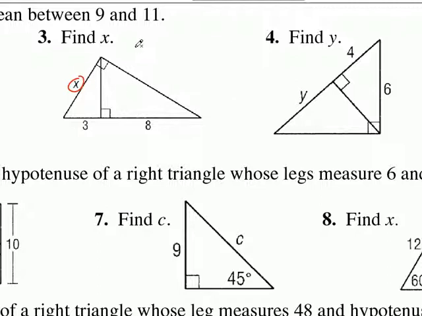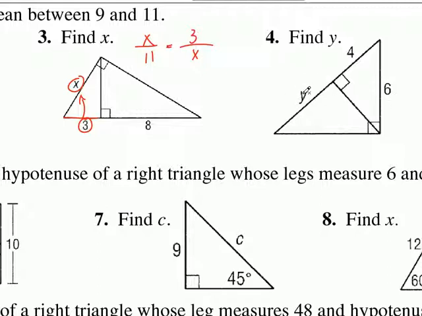This is a geometric mean between the whole hypotenuse, which is 11, and the segment of the hypotenuse. There's two segments, 3 and 8. The whole hypotenuse, 3 and 8, is 11. All right, and the segment of the hypotenuse that's adjacent to that leg is 3. So it's 3 and 11, square root of 33. Make sense?